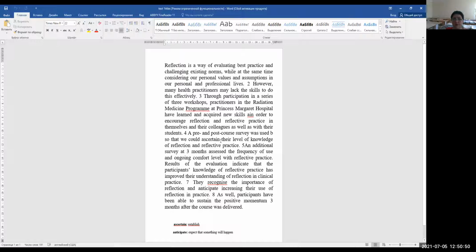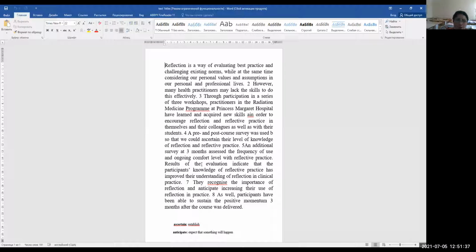with their students. A pre- and post-course survey was used so that we could ascertain their level of knowledge of reflection and reflective practice. An additional survey at 3 months assessed the frequency of use and ongoing comfort level with reflective practice. Results of the evaluation indicate that the participants' knowledge of reflective practice has improved their understanding of reflection in clinical practice. They recognize the importance of reflection and anticipate increasing their use of reflection in practice. As well, participants have been able to sustain the positive momentum 3 months after the course was delivered.